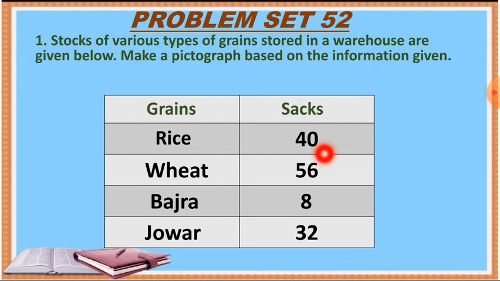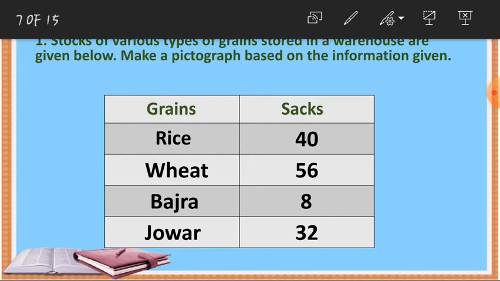Now 40 is coming in the 8 table. Yes. 8 5s are 40. Then 56. Yes. 8 7s are 56. Then 8 1s are 8 and 32. Yes. 32 is also coming in the 8 table. So now let's make the pictograph.